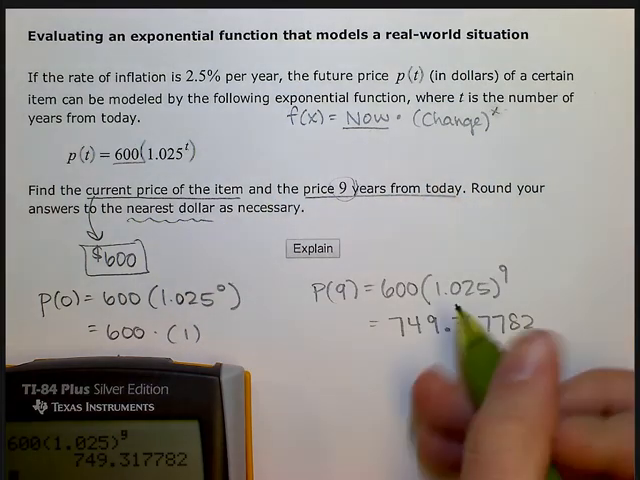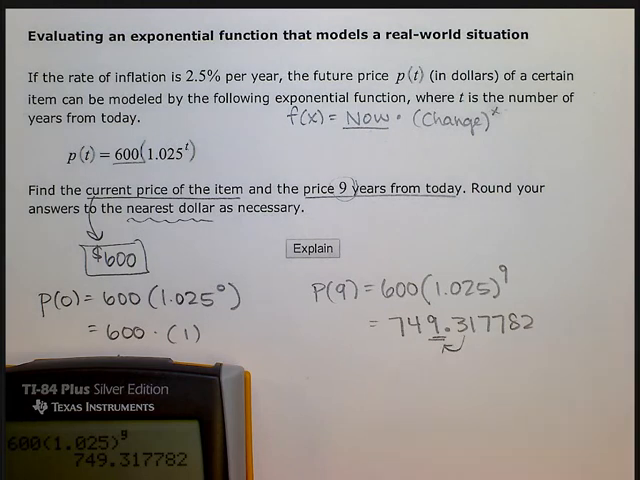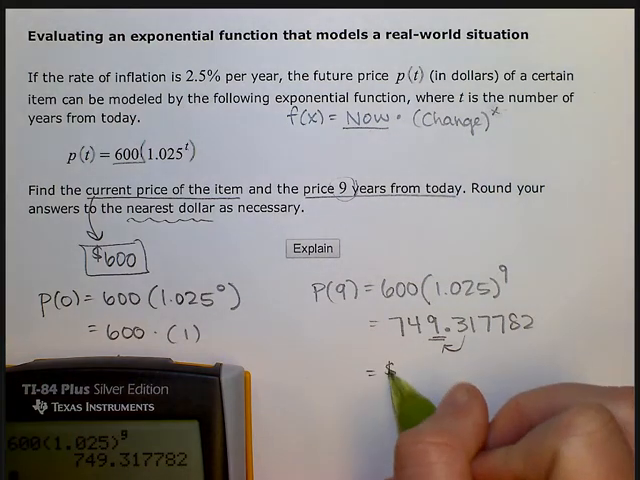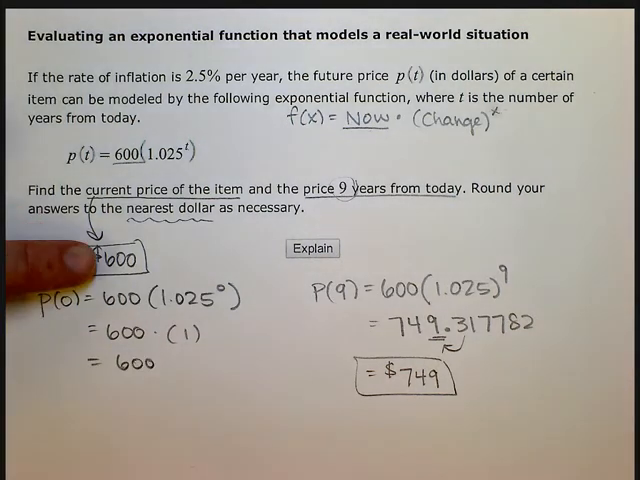So dollars end here, so I'm going to take the digit next to it and see if it's big enough to bump it up. Is a 3 big enough to bump that 9? It's not. So my answer is going to be $749. So 9 years from today, what costs $600 today is going to cost $749.